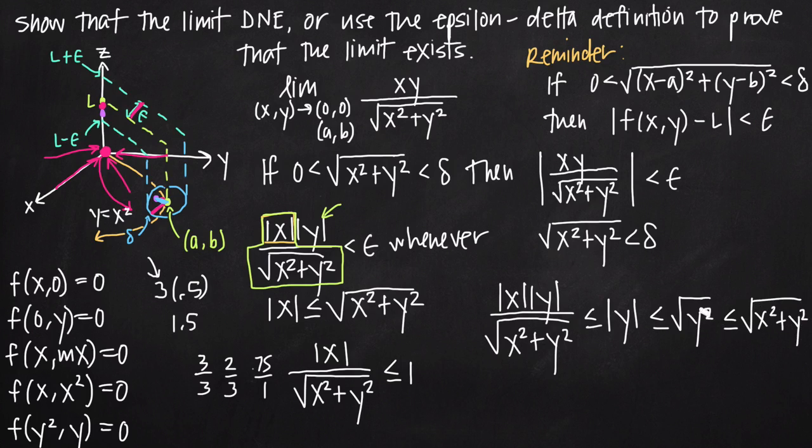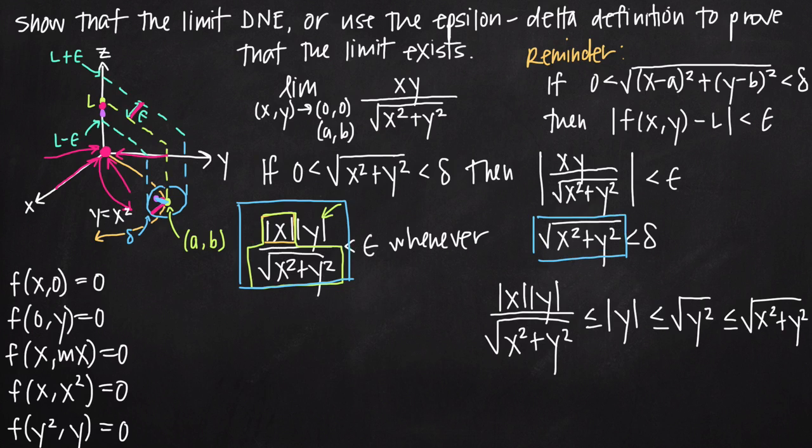We know that's true because if y is 2 and we square it, we get 4, and the square root is 2. Well, if we add any positive value to it, for example if x is also 2, then we get the square root of 4 plus 4, the square root of 8, and the square root of 8 is always going to be more than the square root of just 4. But now we have a relationship between this square root of x squared plus y squared and this value here, the absolute value of x times the absolute value of y, over the square root of x squared plus y squared. And what we've shown with this inequality is that this value here is always less than or equal to this value here.